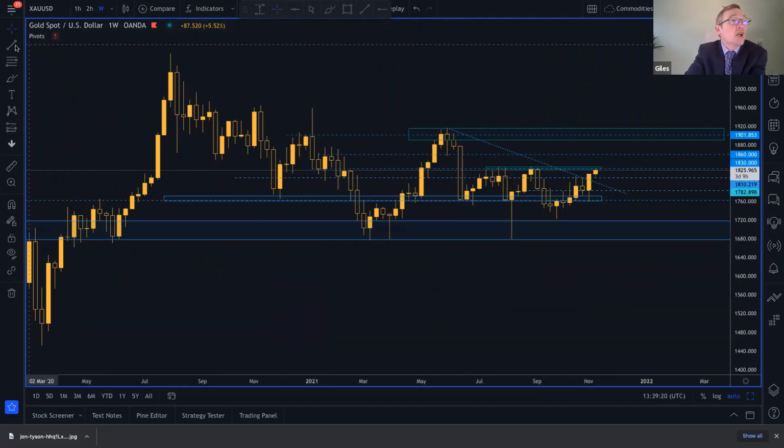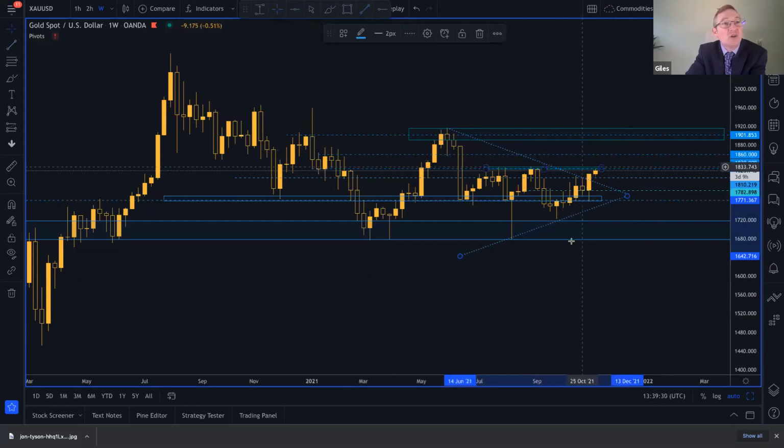Now, this was also another technical setup, and this is called a symmetrical triangle pattern. For the symmetrical triangle pattern, you need 4 touches, 1, 2, 3, close enough, 4. And you look for a break of the symmetrical triangle, and you look for a height of the pattern. So the pattern is from roughly 1912, 1920 down to about 1620. So you're looking for about $300 higher, so back up to that sort of 2040, 2080 region.